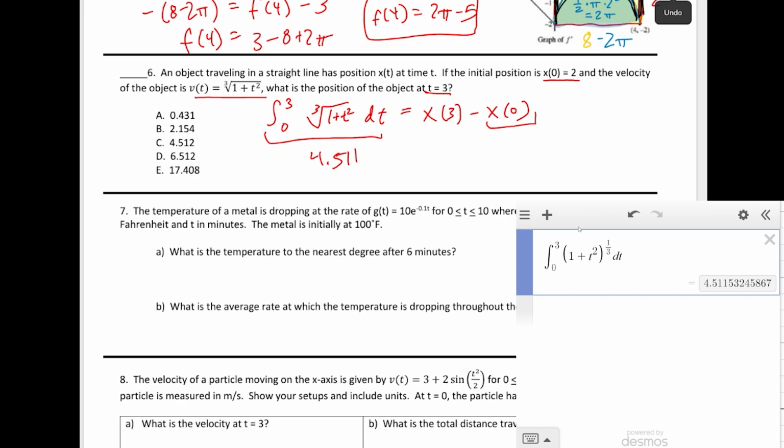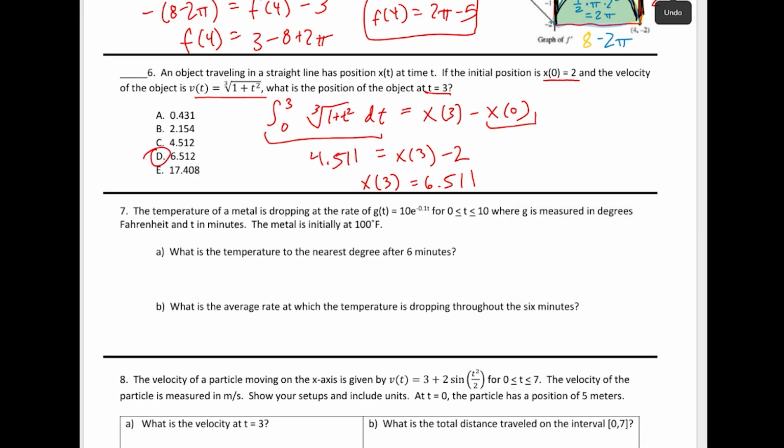That represents a net change in position, equals x of 3 minus 2. So if I add 2 to both sides, I can get x of 3 is 6.511. And they probably rounded up on that integral, so that's why the thousandths place is off by that 1 decimal place. So our answer is D.